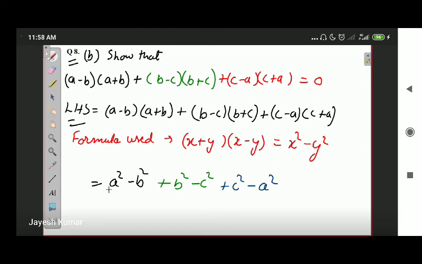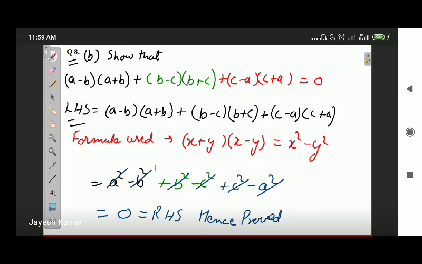Now see, a square and minus a square, b square and minus b square, c square and minus c square, all are cancelled. The remaining is 0, which is equal to RHS. Hence proved. So in this manner, we are done with question number 8. We have already completed question number 9.